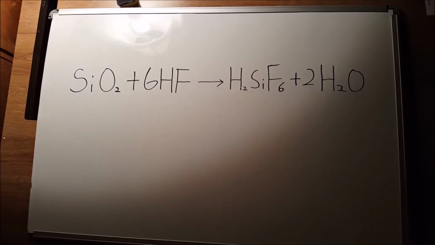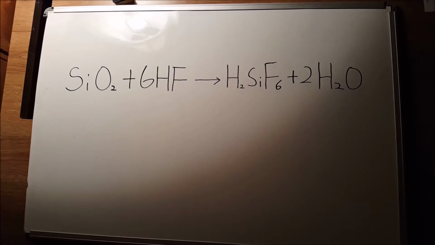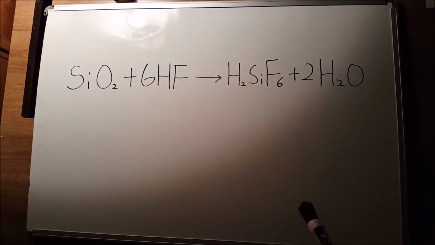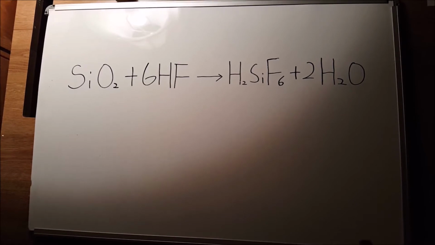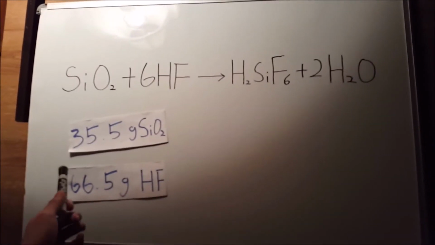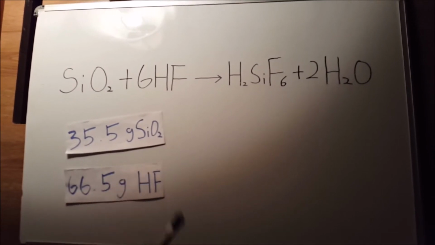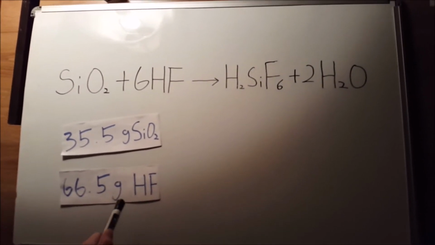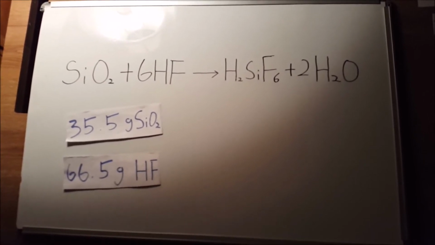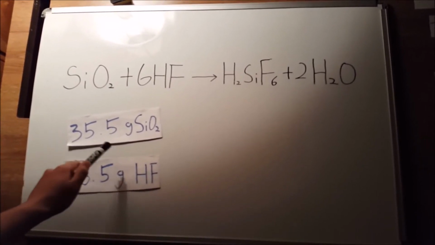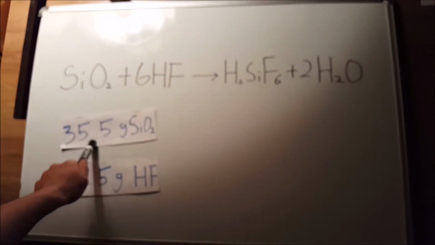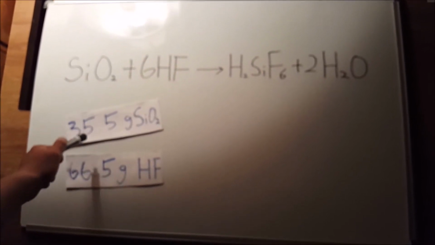So this is the type of replacement equation. It's not single, it's not double, because it doesn't fulfill any of those requirements for single and double replacements. So we have 35.5 grams of SiO2, 66.5 grams of HF. We need to find the limiting reagent for these two. So there's 35.5, 66.5 grams. This one's the one because it has less grams.